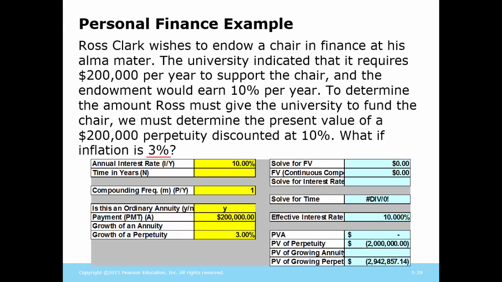It will give us 206,000 the next year, since 3% of 200,000 is 6,000. Then 212,000 the year after that, and it would grow forever.